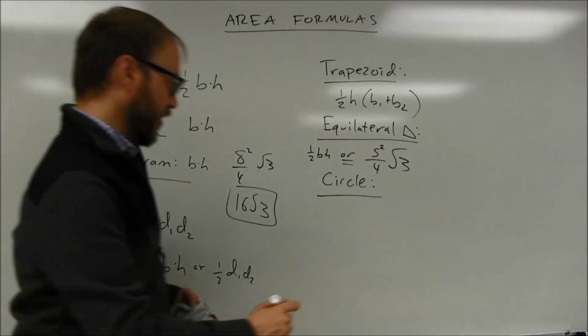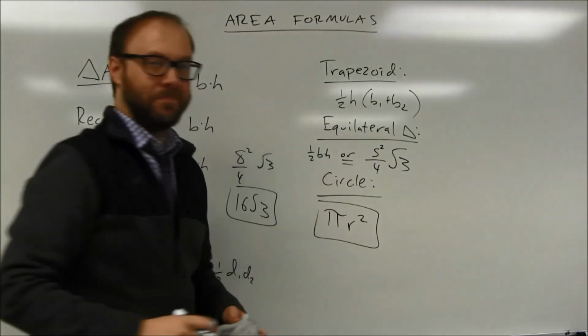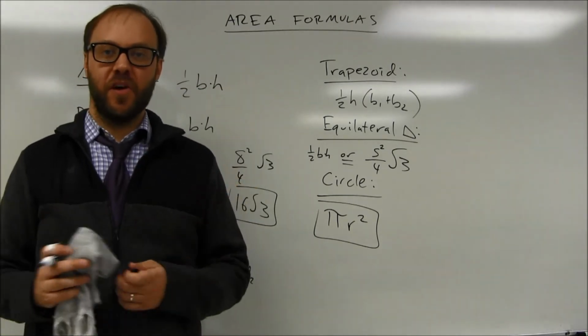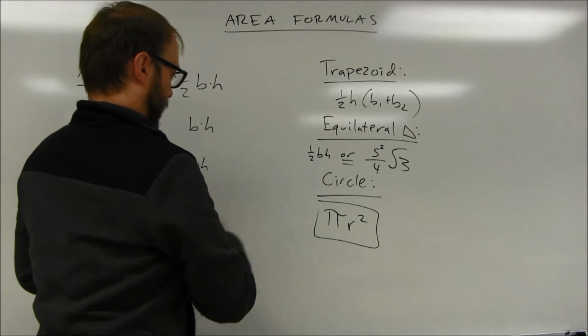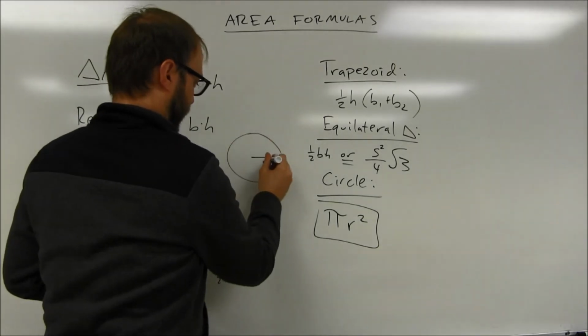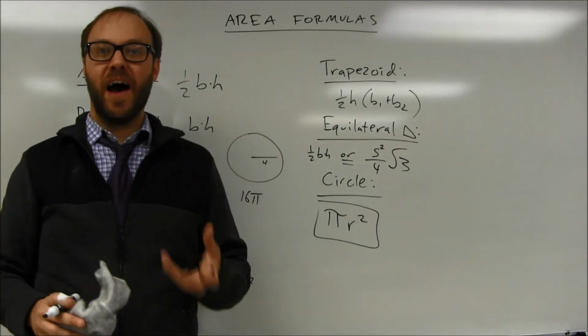Of course, a circle, very famous formula, pi times the radius squared. And so, again, make sure you know that formula as well. If I had a circle with a radius of 4, for example, the area would be 16 pi. Okay, write your answers in pi form.